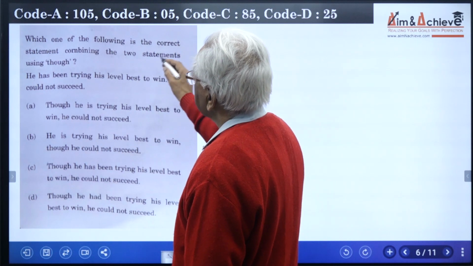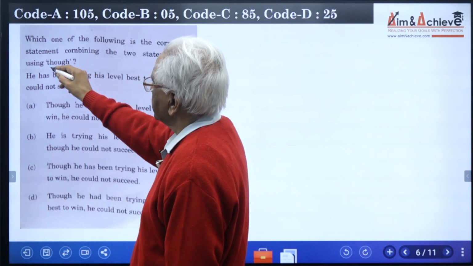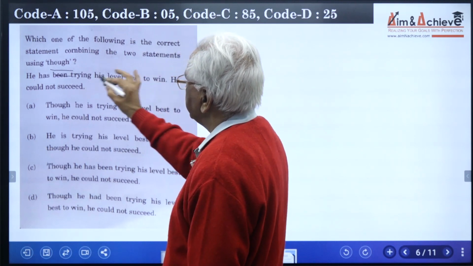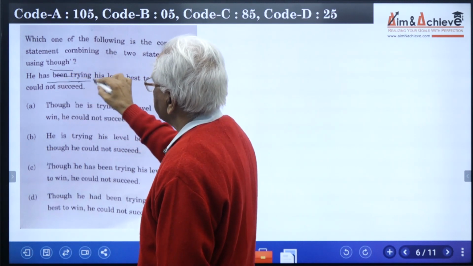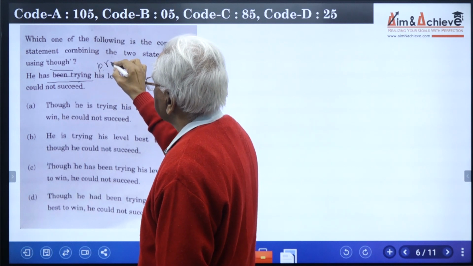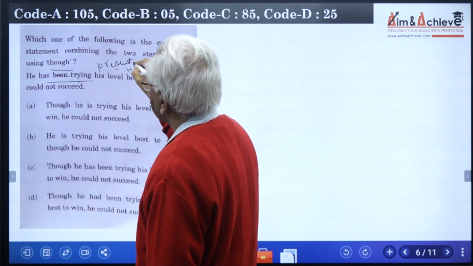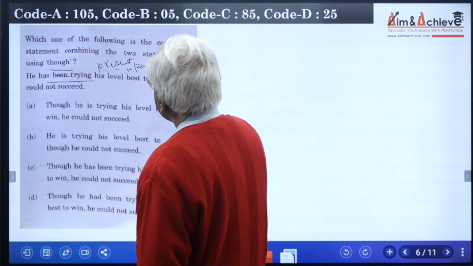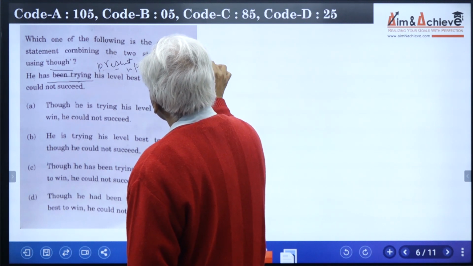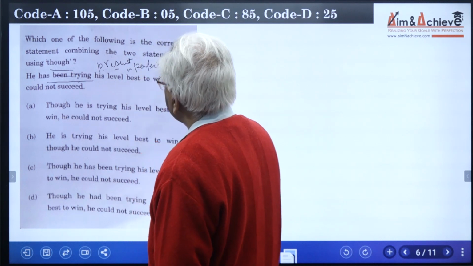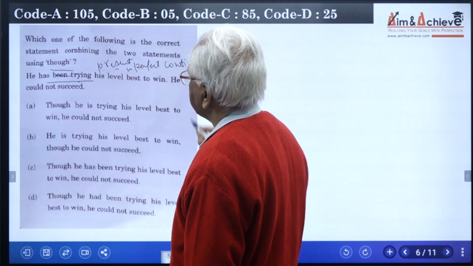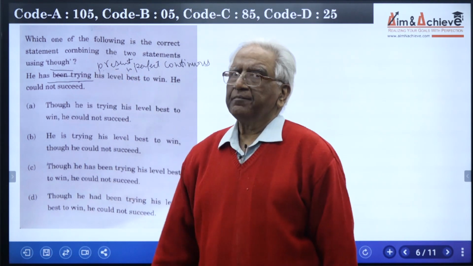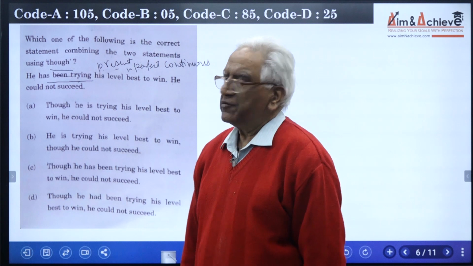Which one of the following is a correct statement using two statements using though? He has been trying his level best to win. That means the individual has been working hard, has been trying. This is present perfect continuous. His level best to win. He could not succeed. That means he has been trying but his efforts did not bear fruit. वो पास नहीं हो सका.